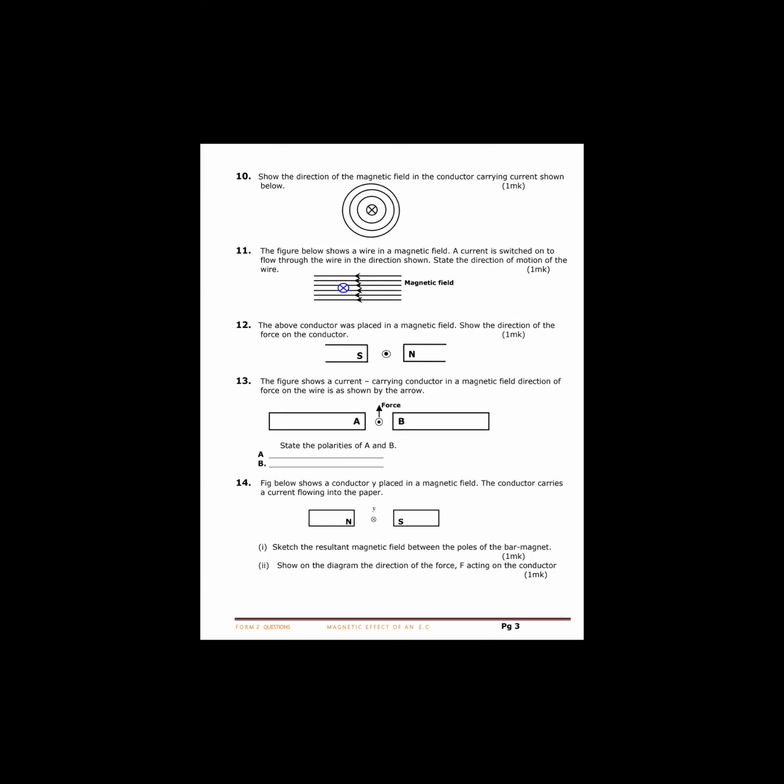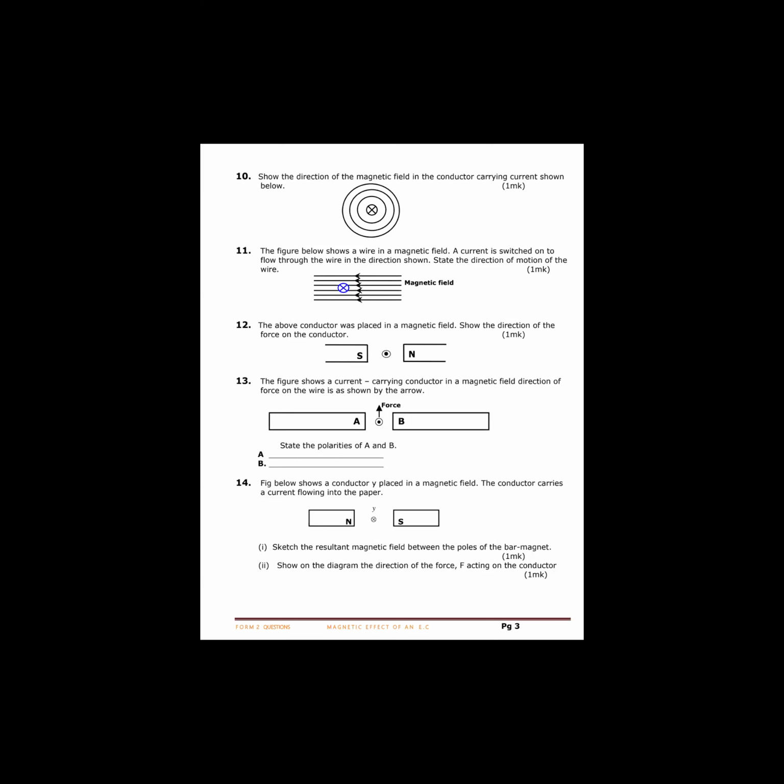Teacher, is it really anti-clockwise or clockwise? The current is going down. So if you use the right hand, it'll be clockwise. Yes. The magnetic field is moving in the clockwise direction.